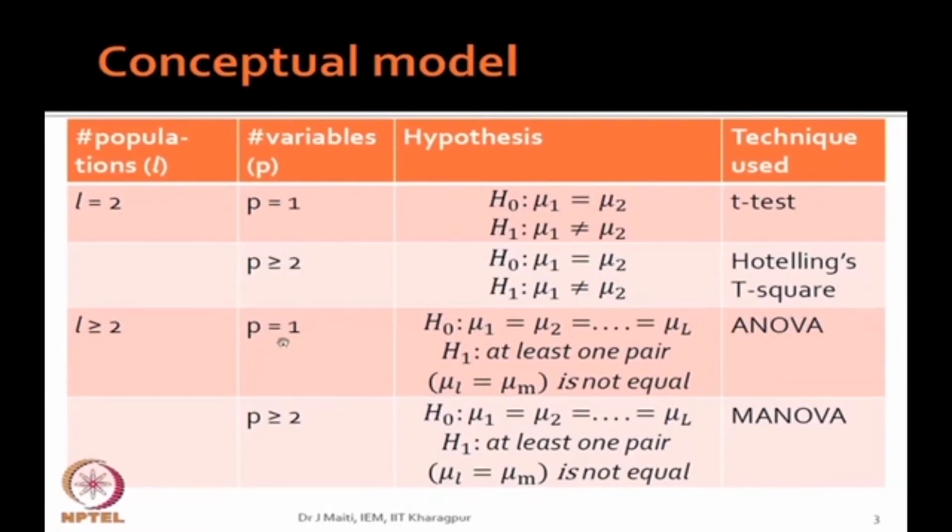Last class I have told you that when L is greater than or equal to 2, that is 3 or more, for the one variable case you will be using ANOVA, and we have discussed one way ANOVA, two way ANOVA, three way ANOVA and the multi-way ANOVA concept. Now, if your number of populations is 3 or more, and the number of variables is also 2 or more, what will happen? You will find that you require MANOVA, not ANOVA.